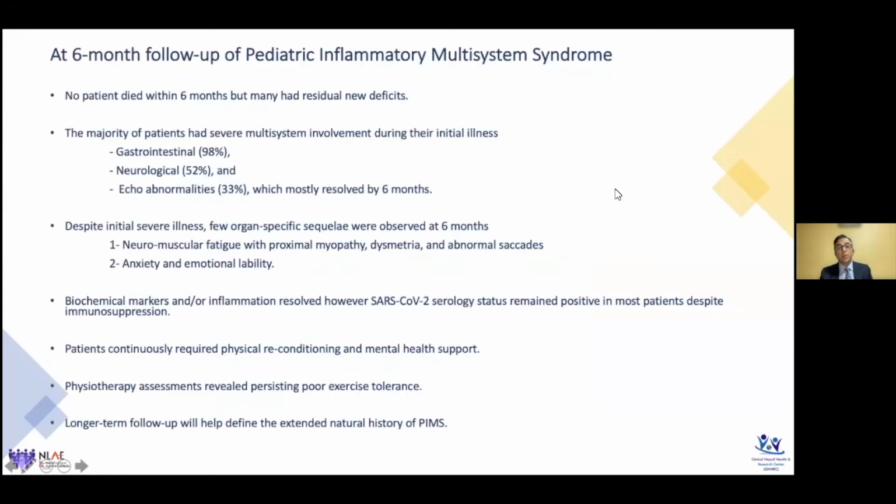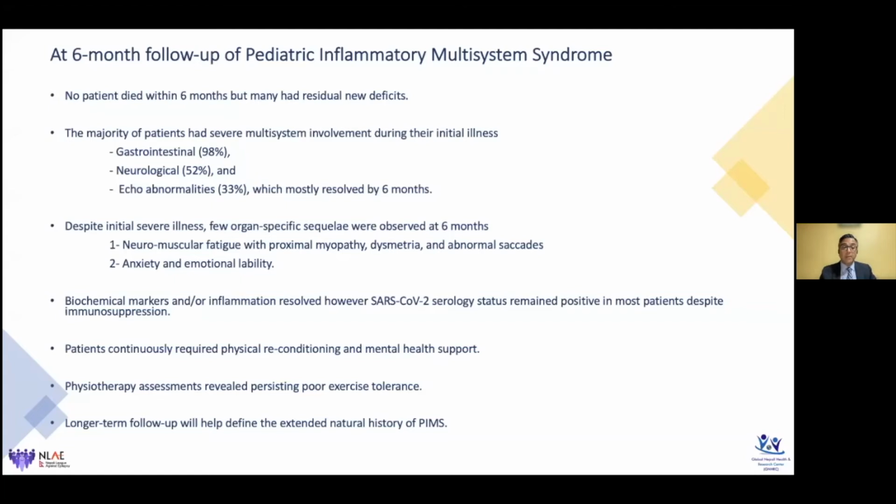Now, at the 6 months follow-up of these pediatric patients, nobody died, but many had residual new deficits. The majority of the patients had severe multi-system involvement during their initial illness. The most common was gastrointestinal at 98%, neurological was 52%, and echo abnormalities, which is cardiac, were mostly resolved by 6 months. They also saw that the patients had a few organ-specific sequelae after 6 months, such as neuromuscular fatigue with proximal myopathy, dysmetria, and abnormal saccades. On the psychiatric side, they noticed that the kids had developed anxiety and emotional lability.